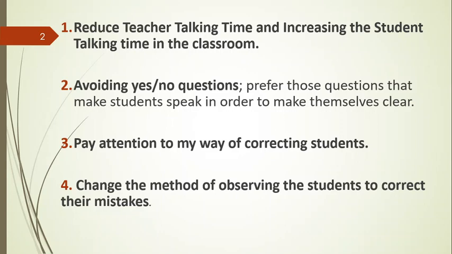The third thing is, pay attention to your way of correcting students. Now, in my classrooms, what I do is, if a student commits a mistake, without telling them that they committed a mistake, what I normally do is say, what about telling it in this way? This is also fine, but it might be nicer if you say it in this way. So, without harming the self-esteem of the child, you can correct the child in that manner.